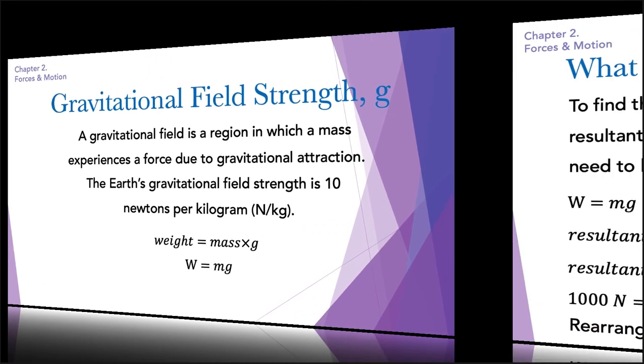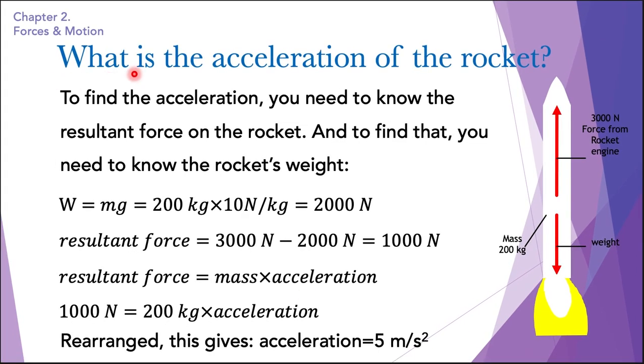Okay, now let's do a question here. The question is, what is the acceleration of the rocket? Okay, this is a rocket. As you can see, the rocket has a mass of 200 kg. And the force from the rocket's engine is 3000 newtons. The weight is not given. But they're not actually asking us for the weight. They're asking us what is the acceleration of the rocket. So to find the acceleration, you need to know the resultant force on the rocket. And to find that, you need to know the rocket's weight.